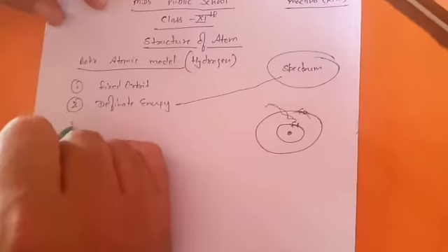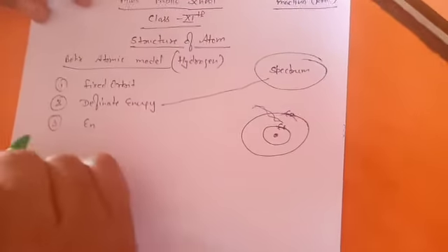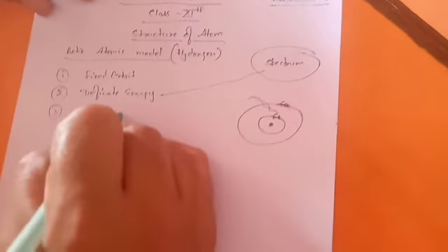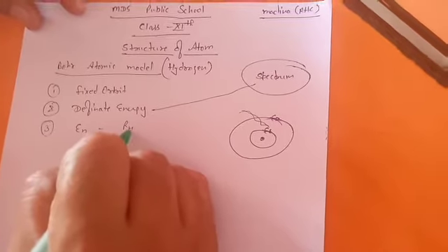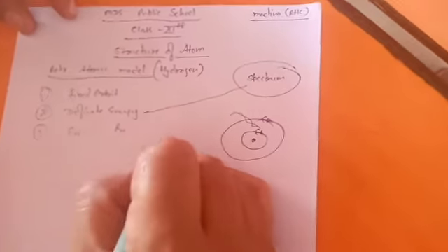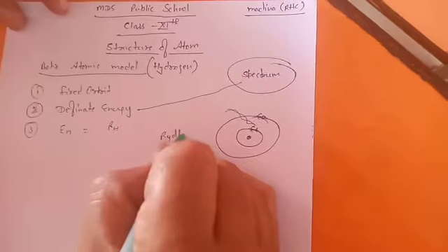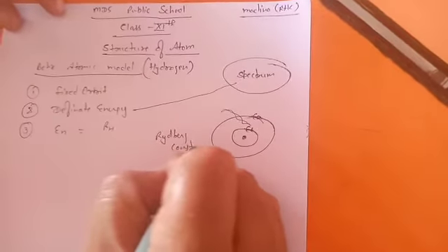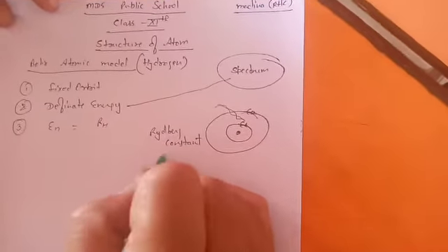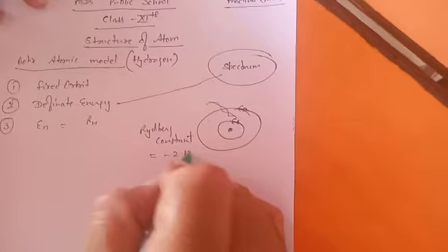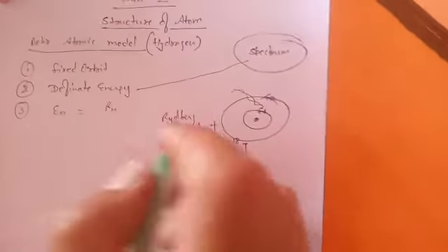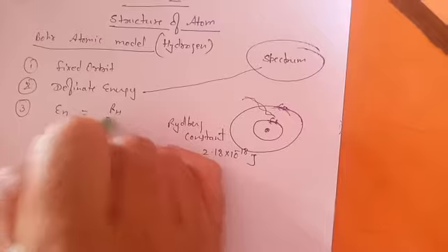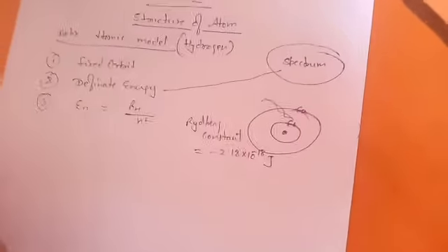Third, the energy of any shell, in the case of hydrogen, is equal to R_H. This H stands for hydrogen, R is for the Rydberg constant, and for hydrogen the Rydberg constant value is minus 2.18 times 10 raised to power minus 18 joule. So E = R_H divided by n square.